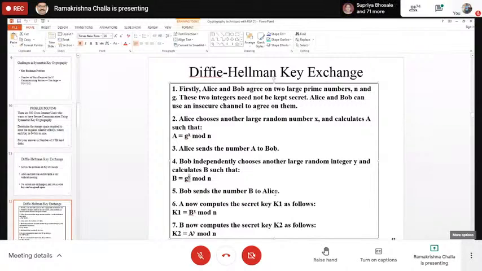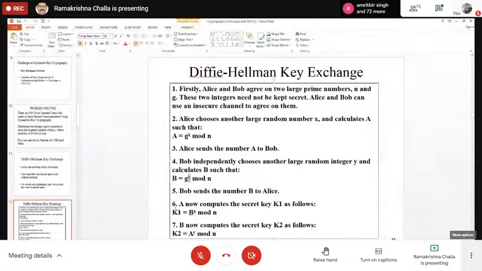So now you can see what is known to Alice. Alice knows N, G, B. And X is generated by Alice herself and it is secret. And what Bob knows, Bob also knows N, G and the value of A, right? They are public. And Y is secret to Bob.